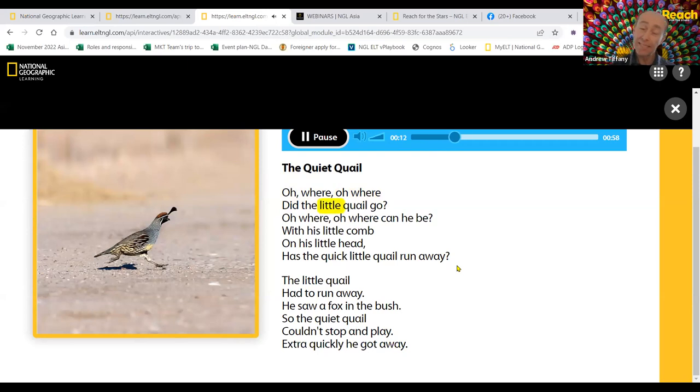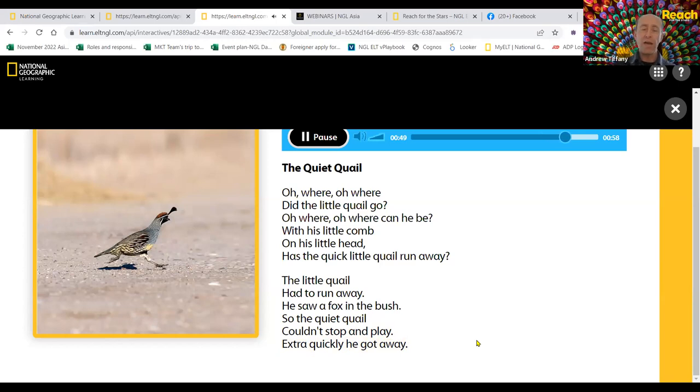Oh, where did the little quail go? Oh, where can he be? With his little comb on his little head, has the quick little quail run away? The little quail had to run away. He saw a fox in the bush, so the quiet quail couldn't stop and play. Extra quickly, he got away.